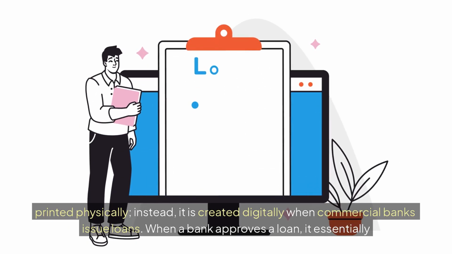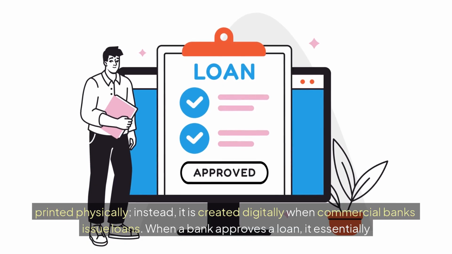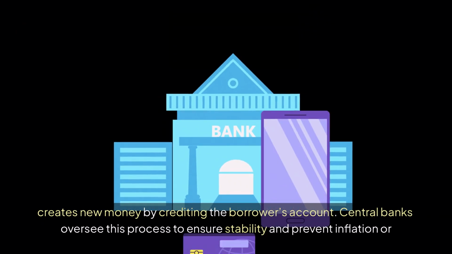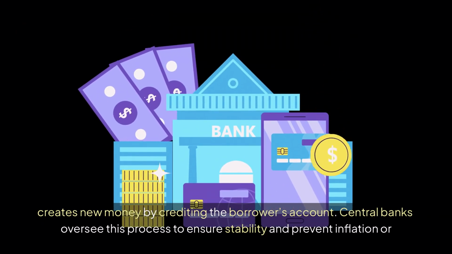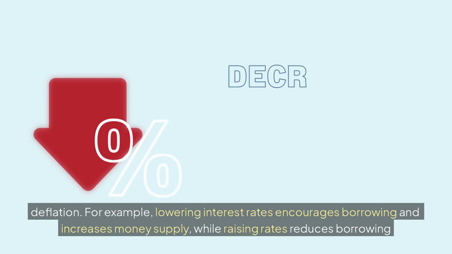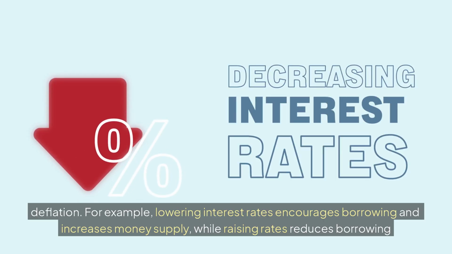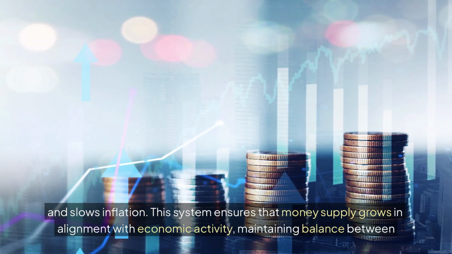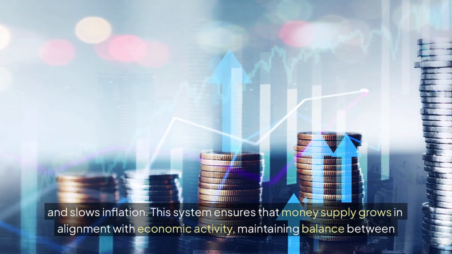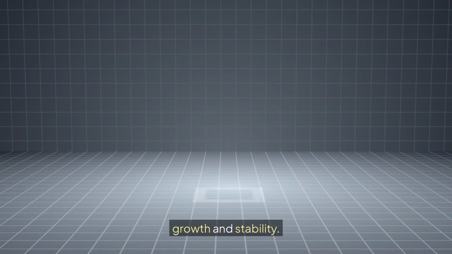Instead, it is created digitally when commercial banks issue loans. When a bank approves a loan, it essentially creates new money by crediting the borrower's account. Central banks oversee this process to ensure stability and prevent inflation or deflation. For example, lowering interest rates encourages borrowing and increases money supply, while raising rates reduces borrowing and slows inflation. This system ensures that money supply grows in alignment with economic activity, maintaining balance between growth and stability.